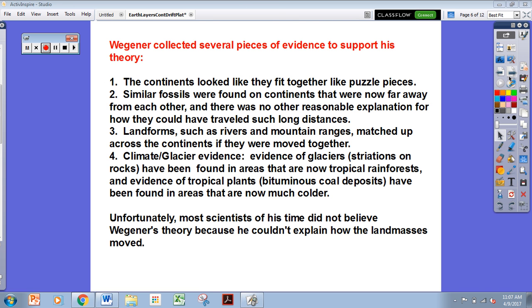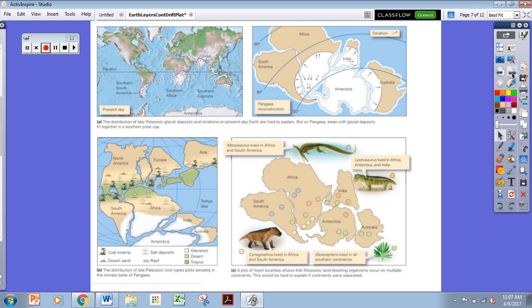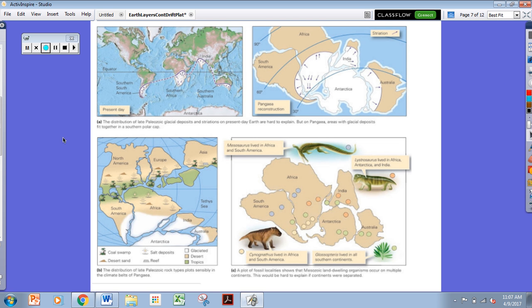So when Wegener died at the age of 50, many people still did not believe his idea. So this image here is just showing some of those pieces of evidence that we just talked about. So again, here's the glacier evidence.